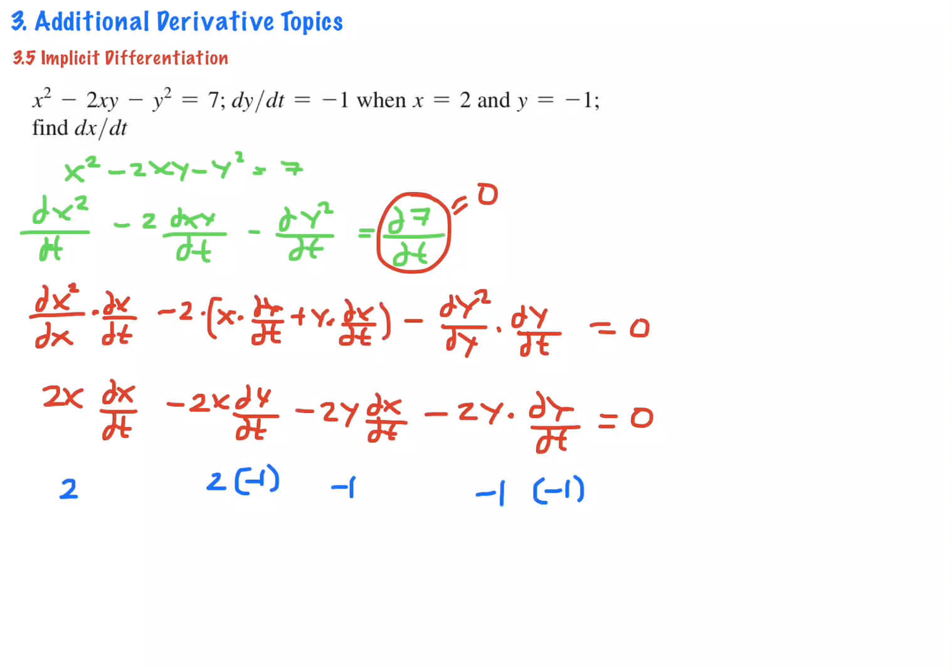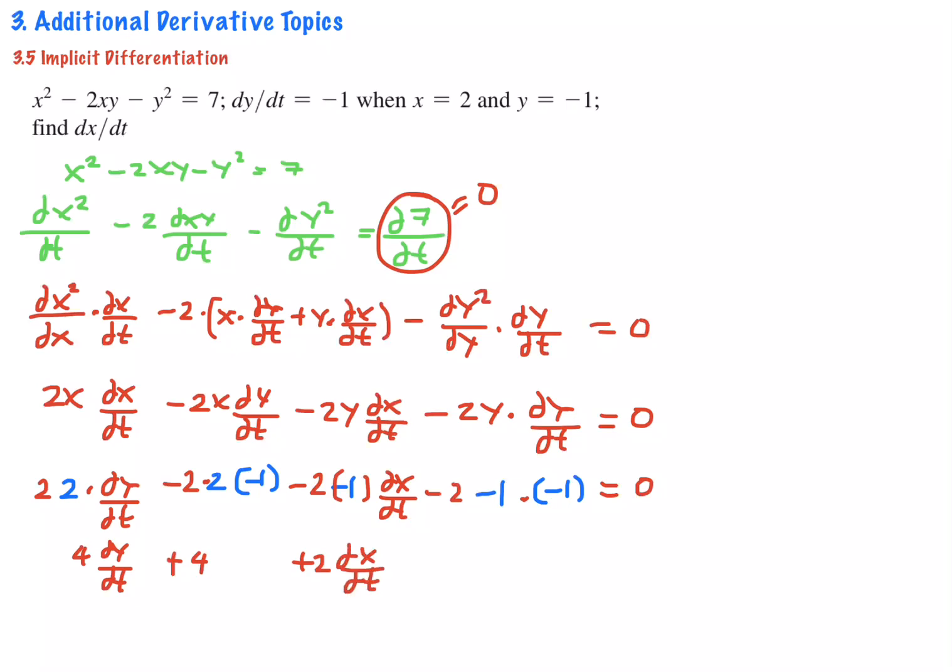Okay, so then I'll put it again: 2 times dx over dt minus 2, and then minus 2 dx over dt minus 2, equal to 0. The blue one is the variable that we already know. So we can put it as 4 dy over dt, plus 4, and plus 2 dx over dt, and then minus 2 equals 0.